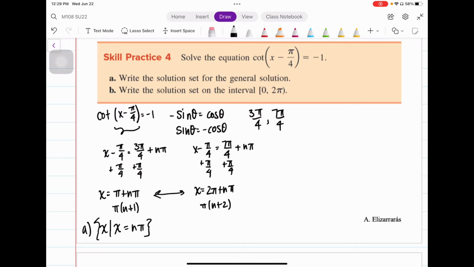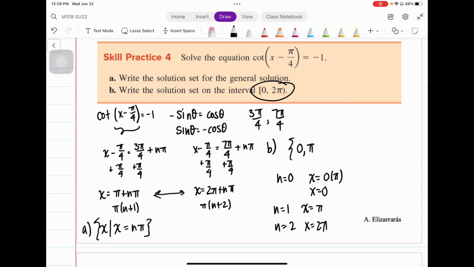Now, on the interval from 0 to 2 pi, if n equals 0, then that happens at x equals 0, because we're saying x equals 0 times pi. At n equals 1, we have x equals 1 pi. And at n equals 2, we have x equals 2 pi. But that is not in our interval because our interval does not contain 2 pi. We have the answers 0 and pi.